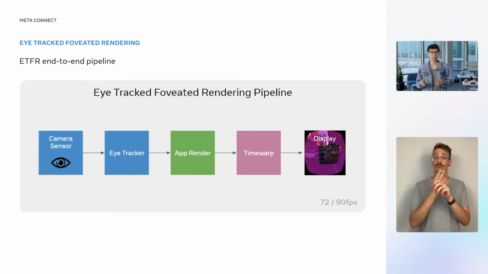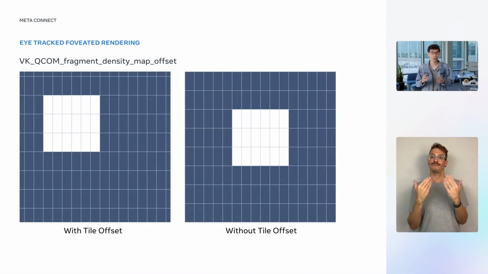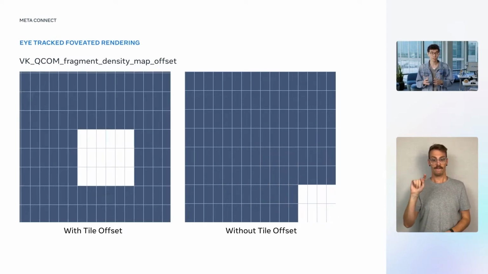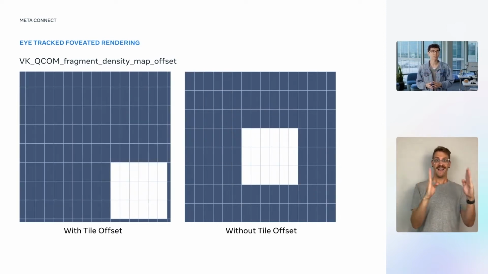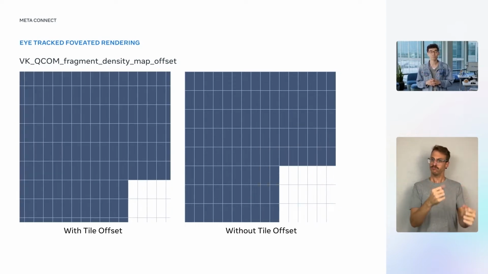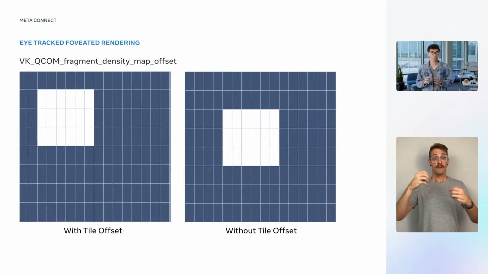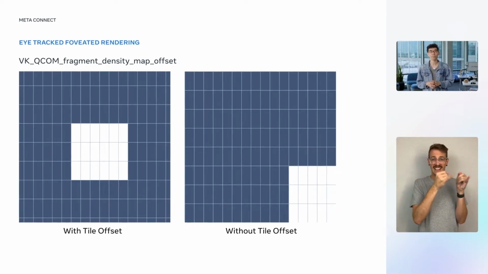First, we have the user's gaze computed from eye camera images. We then use the gaze information to move the high-resolution region around. In order to do this, we're using the new Vulkan extension from Qualcomm called Tile Offset. With this extension, we can reuse the same foveation map, but simply move it around at much finer control. This avoids the flickering artifact in the traditional method, where we change the pixel density for each tile individually.